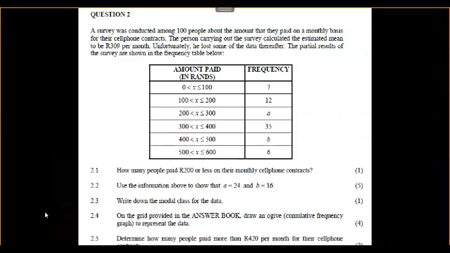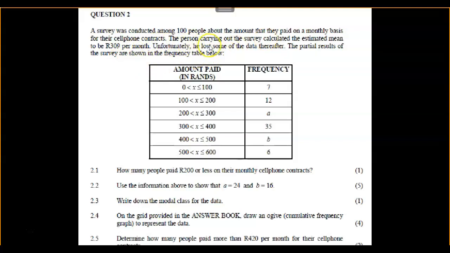Great. In this video, we will be looking at question 2 of paper 2 of 2019, the NSC exam paper. Given to us is a frequency table, and the following information is also supplied. A survey was conducted among 100 people about the amount that they paid on a monthly basis for their cell phone contracts. The person carrying out the survey calculated the estimated mean to be 309 Rand per month.